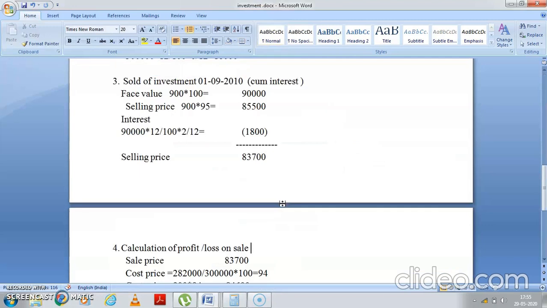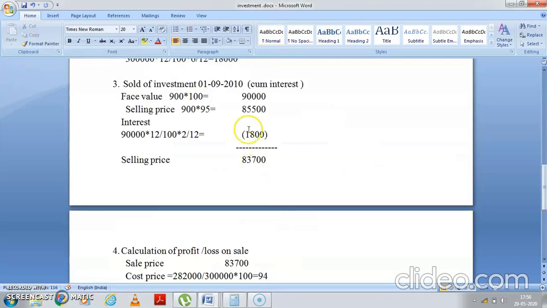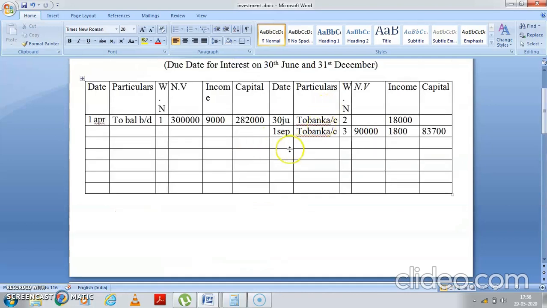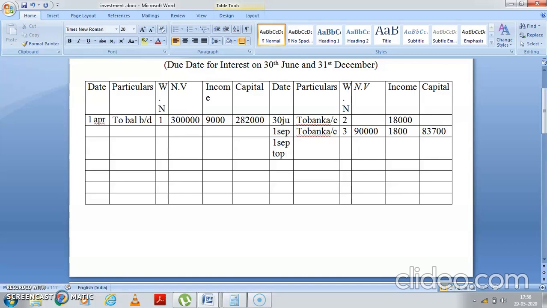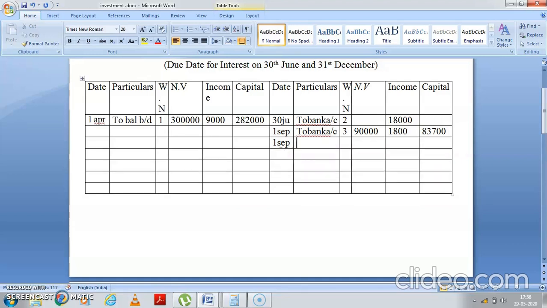From where you got all this thing? See from here. 90,000 is the face value, interest is this much, and selling is 83,700. Now you're having a loss. So loss is always recorded on the credit side. Okay. So you're going to write here to profit and loss account.